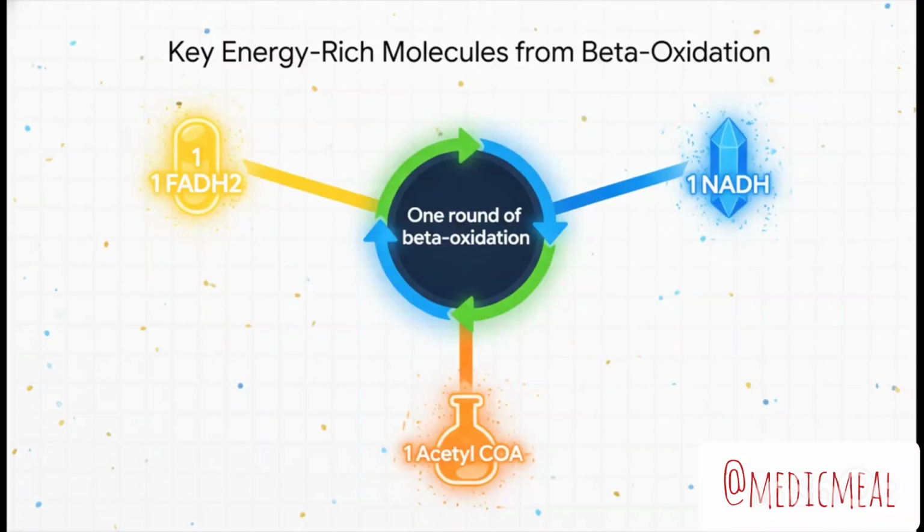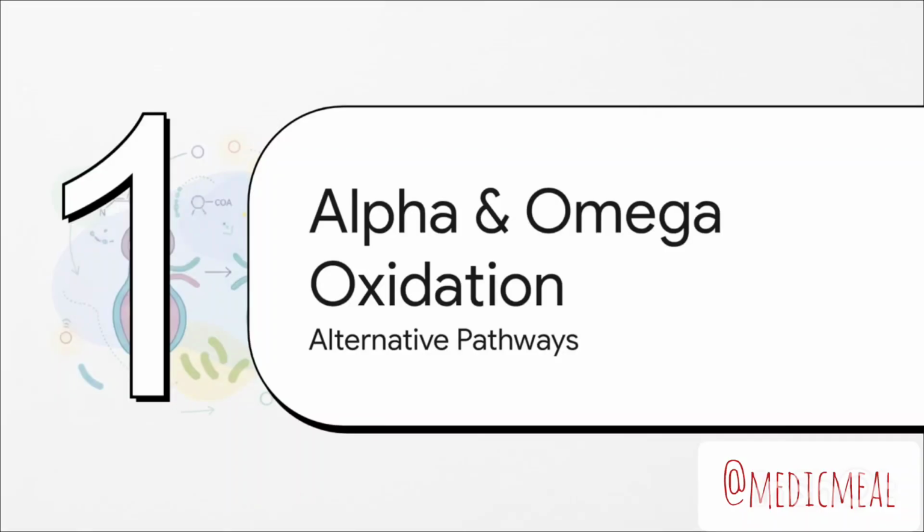And you can really see the efficiency when you look at the output. For every single cycle of mitochondrial beta oxidation, you get 3 critical energy-rich molecules: 1 FADH2, 1 NADH, and 1 acetyl-CoA. These are the currencies that fuel other processes, like the citric acid cycle, to ultimately produce a ton of ATP.